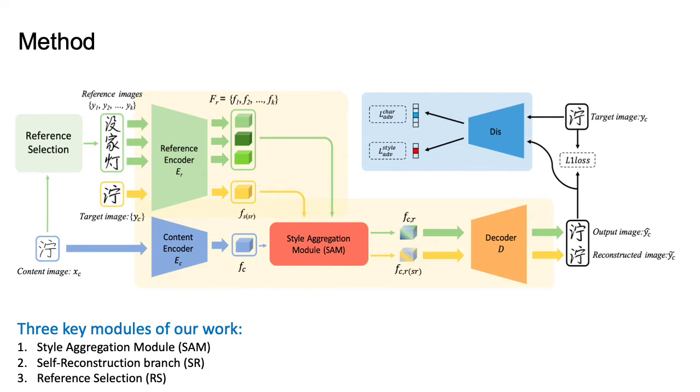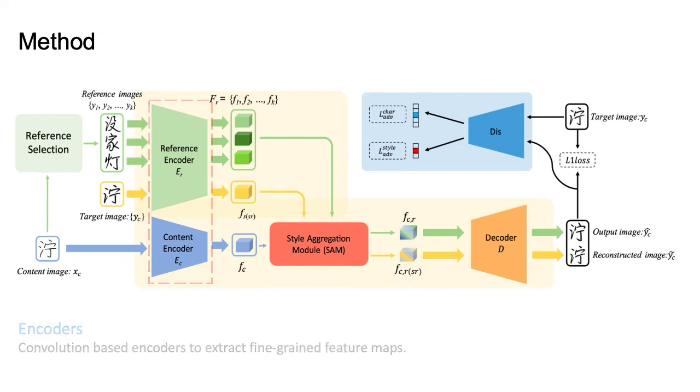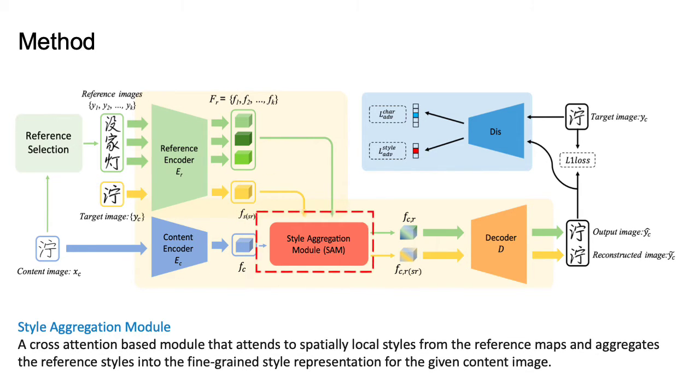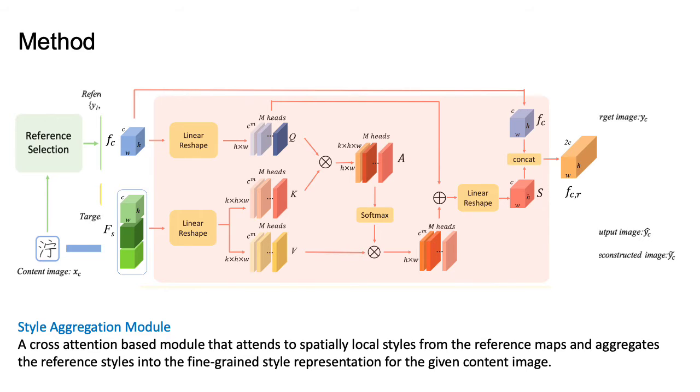The contribution of our work can be divided into three parts: a style aggregation module, a self-reconstruction branch, and a reference selection module. Given the content image and the K-shot reference images, the content encoder and the reference encoder extract the corresponding fine-grained feature maps. The style aggregation module enables our framework to learn the spatial correspondence between the reference map and the content map. The core in the style aggregation module is a multi-head cross-attention block. It attends to spatially local styles from the reference maps and aggregates the reference styles into the fine-grained style representation for the given content image.